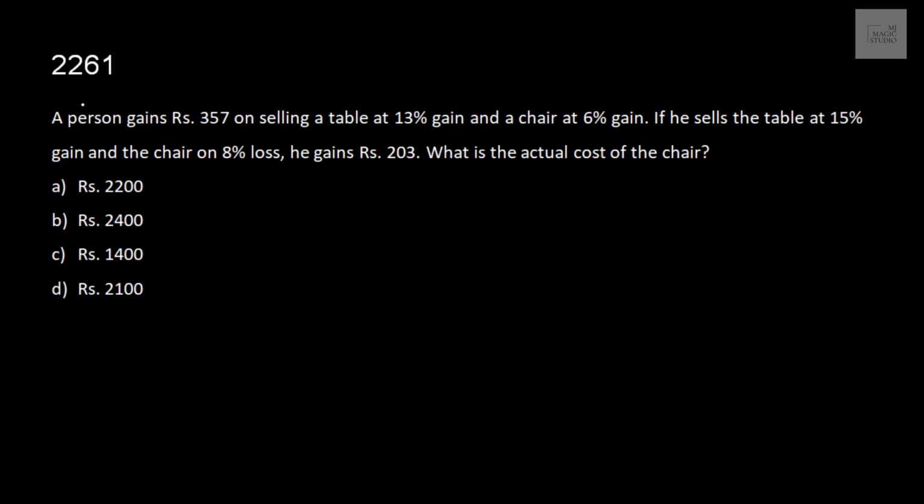These kind of questions can be easily done by framing simultaneous equations, isn't it? A person gains 357 on selling a table at 13% gain. So I'll have 13x, okay, x is the table cost price, and a chair at 6% gain, plus 6y equals 35700, isn't it? Because it's in percentage, I need to multiply by 100. If we sell the table at 15% gain, and chair at 8% loss, the gain would be 20300.